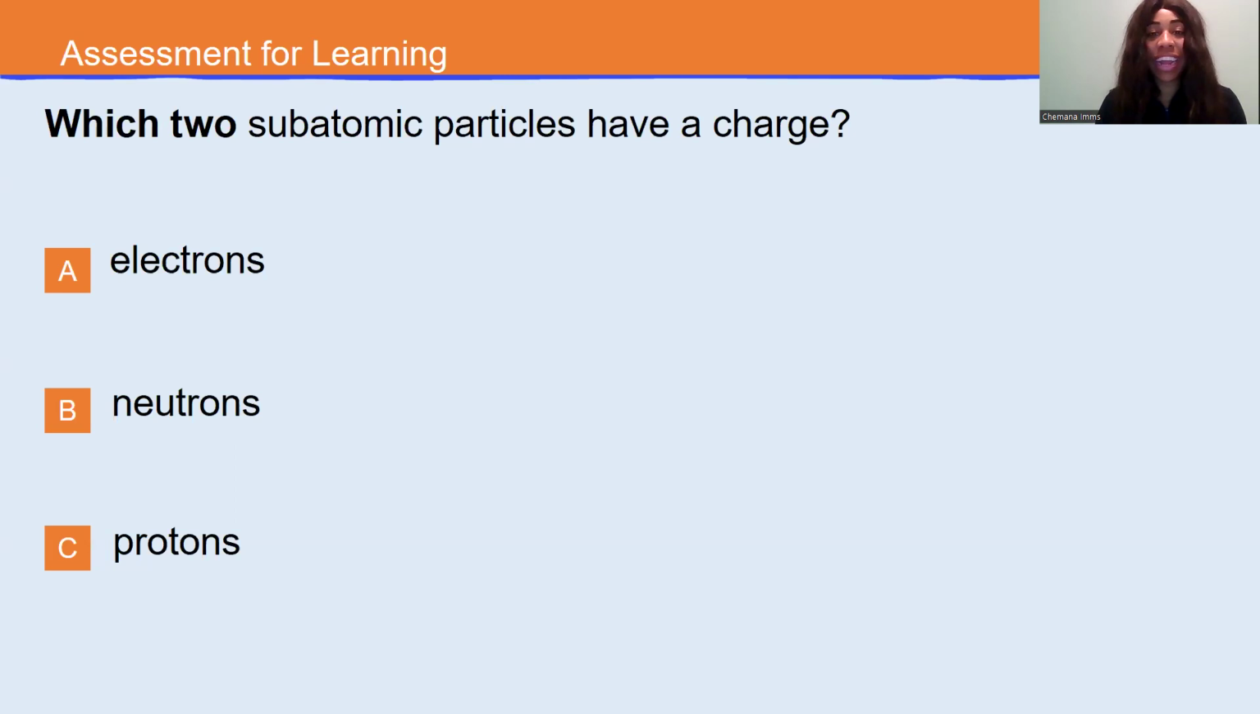Okay, so I'm hoping that you will have said that it's the electrons and the protons. The two subatomic particles are the electrons and the protons. Now, hopefully you remember that the electrons have a negative charge of -1 and the protons have a positive charge of +1.